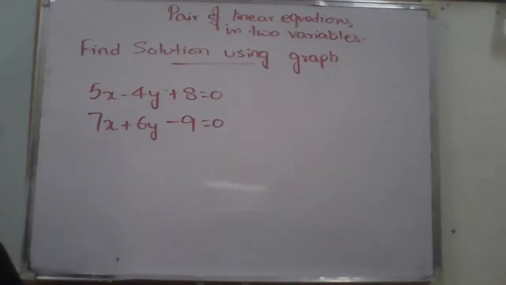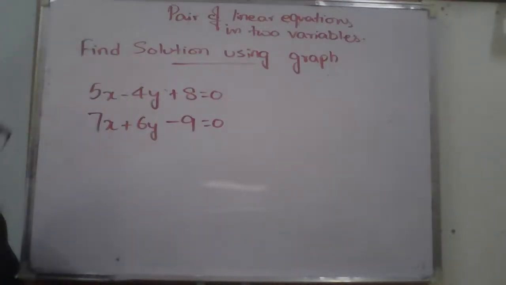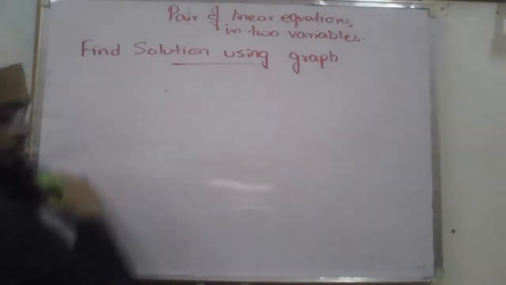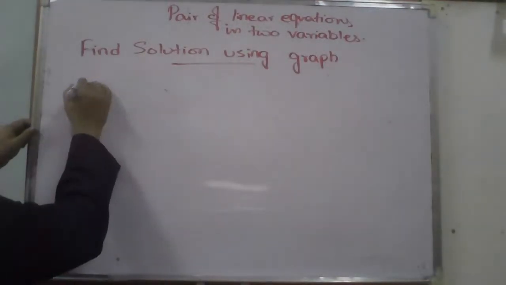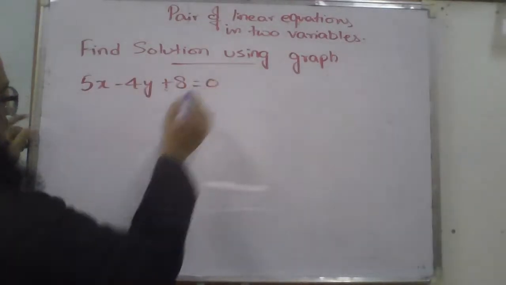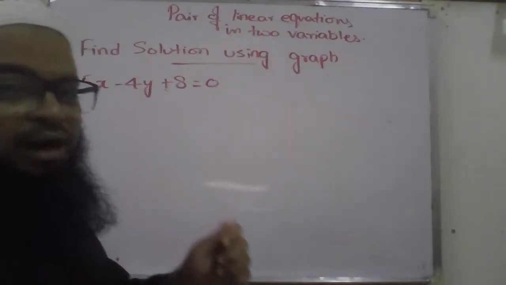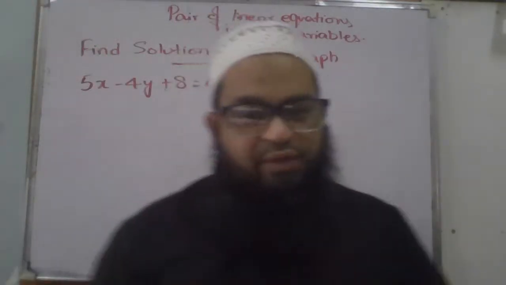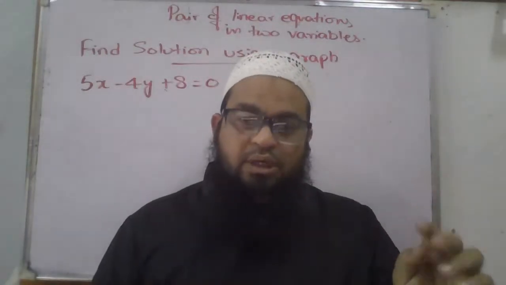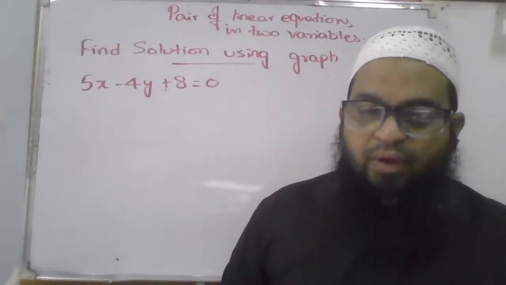So what do you do, my dear students? First take any one equation. So let us take 5x minus 4y plus 8 is equal to 0. In order to find the solution graphically, you need a minimum of 2 points, and 3 points at least. Okay, 3 points of x and y.